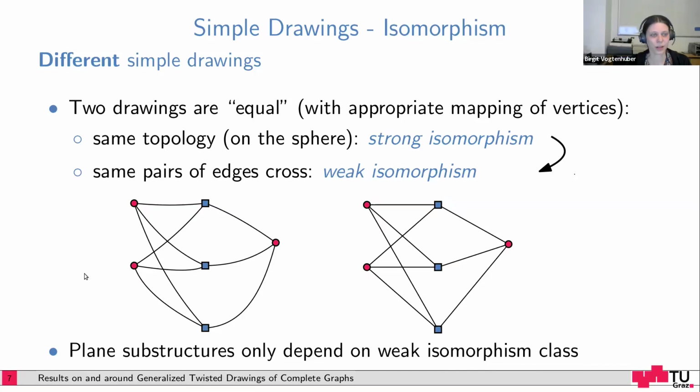And a weaker form of isomorphism is to just require that the same pairs of edges cross. Those two drawings here are both strongly and weakly isomorphic. And let me remark that when we're looking at plane substructures or stuff like that, weak isomorphism is actually enough. Any two drawings in the same weak isomorphism class have the same crossing edge pairs, so they have the same plane substructures.